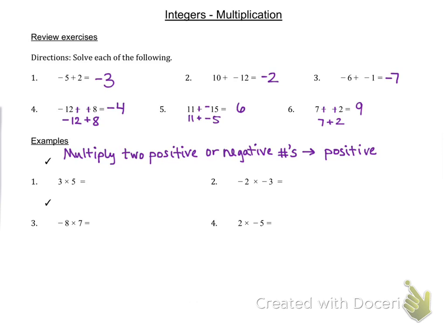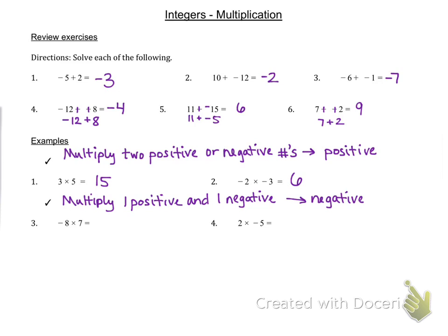So for number 1, we have two positives. 3 times 5 is going to be 15. Number 2, we have -2 times a negative 3. Since they're both negatives, a negative times a negative is a positive. So that's going to be a positive 6.